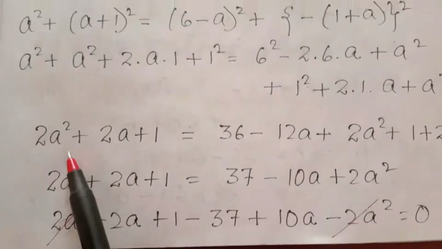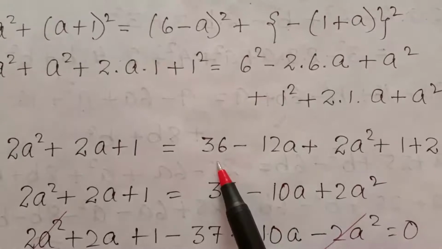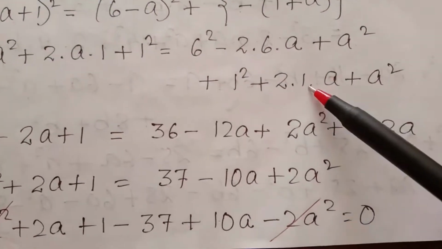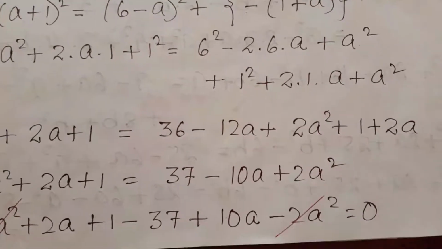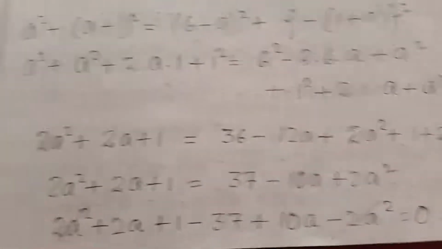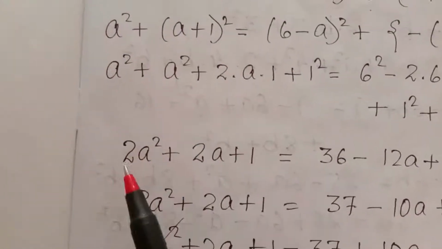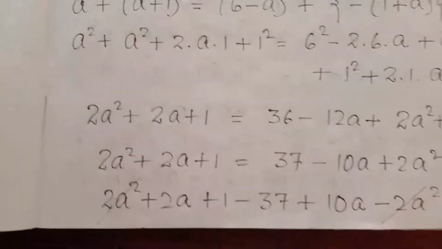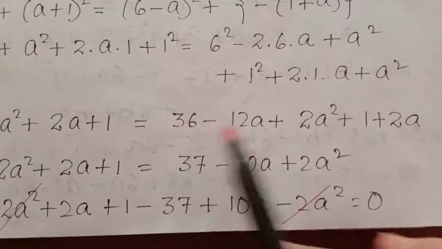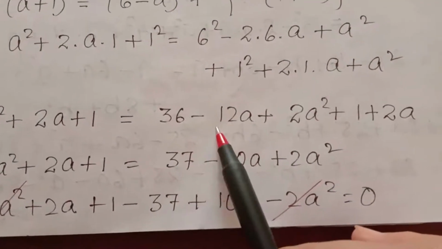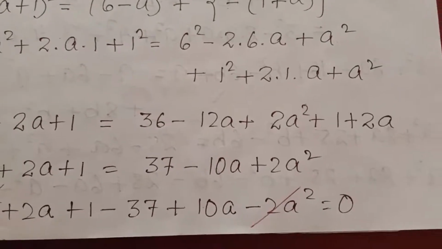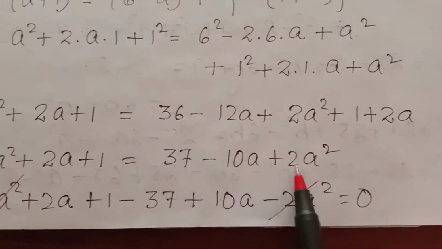Then we have to simplify. 6 square is 36, 2 times 6 is 12, 12a, a square. This is 2 times 1 is 2, 2a, 1 square is 1, and a square and a square is already added here. Here also a square, 2a square, this is 2a plus 1. Now next is 36 plus 1, 37, minus 12a plus 2a. Like terms but opposite sign, they will be subtracted. So minus 10a plus 2a square.